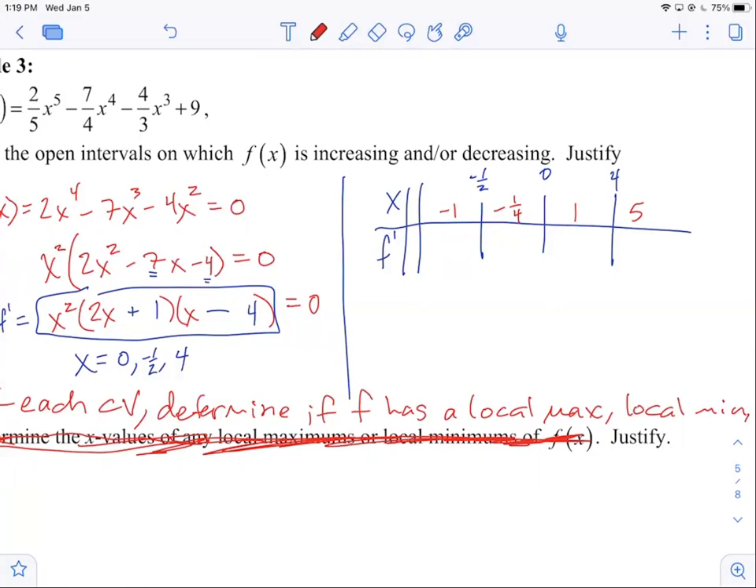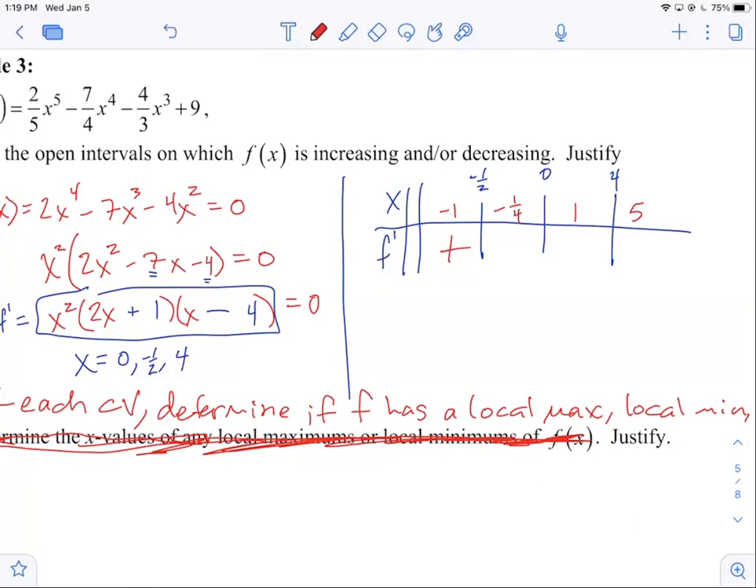It's positive on both sides. So I just need to plug into here. Let's see. If I plug in -1, I get -2 plus 1 is negative, and -1 minus 4 is negative. A negative times a negative times a positive is positive.